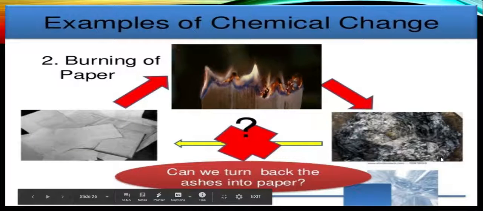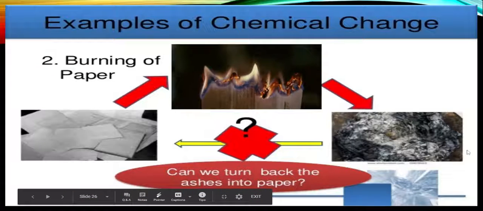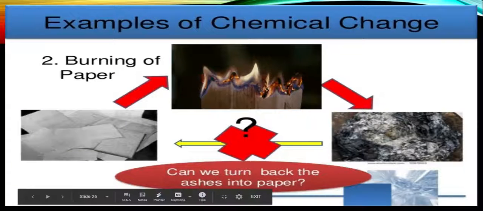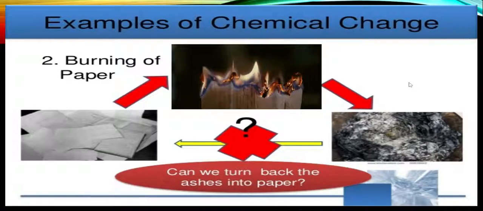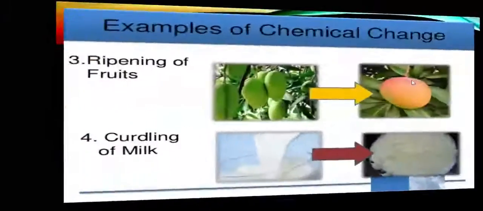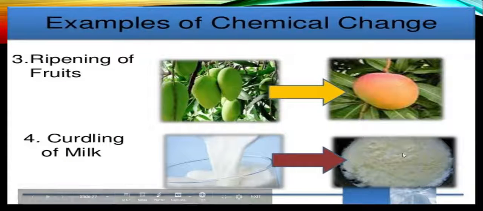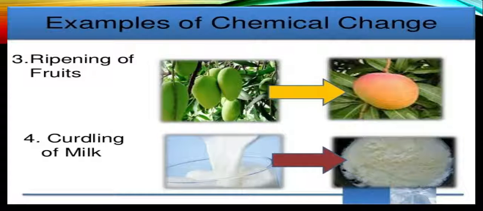And children, can we turn back the ash into paper? No, it is not possible. Hence, we can also conclude that chemical change is an irreversible change. Another example of chemical change are ripening of fruits, curdling of milk. Children, all these changes are permanent and cannot be reversed. That is why they are known as chemical change.